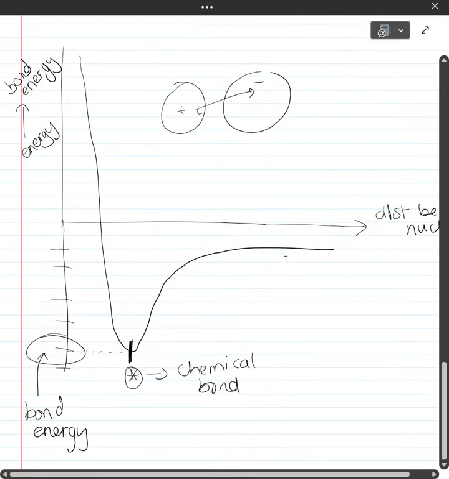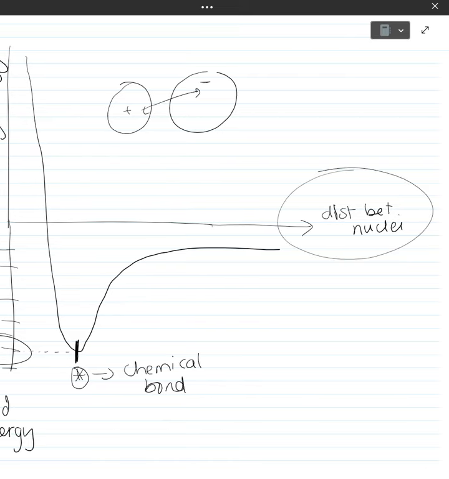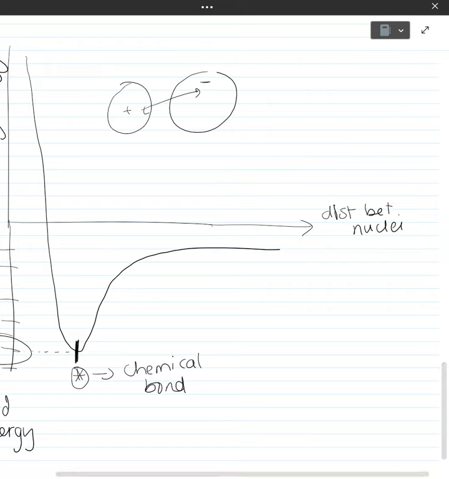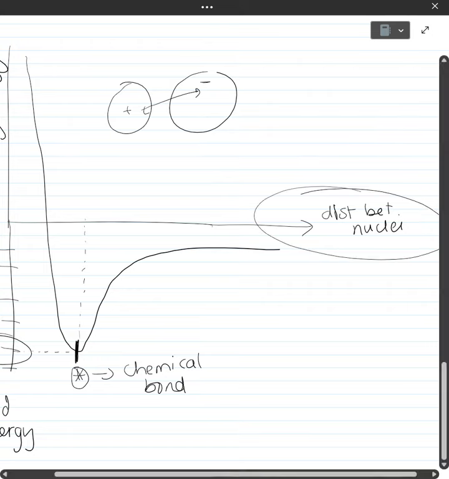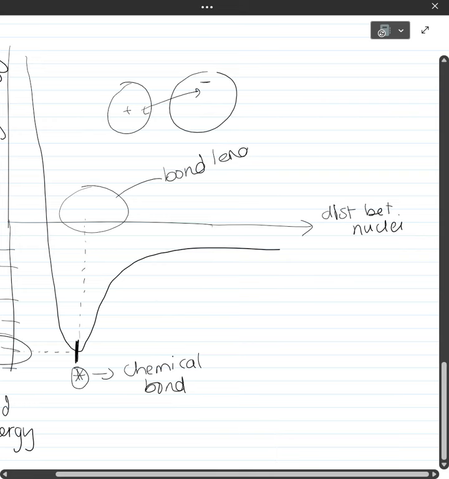Okay, and then they can also ask you what is the distance between the atomic nuclei. So where are we getting the distance? It's going to be our x-axis. So again, you take your ruler and from this point, you draw a line upwards to the x-axis and you read off that value. That is going to have a special name. We call it the bond length.